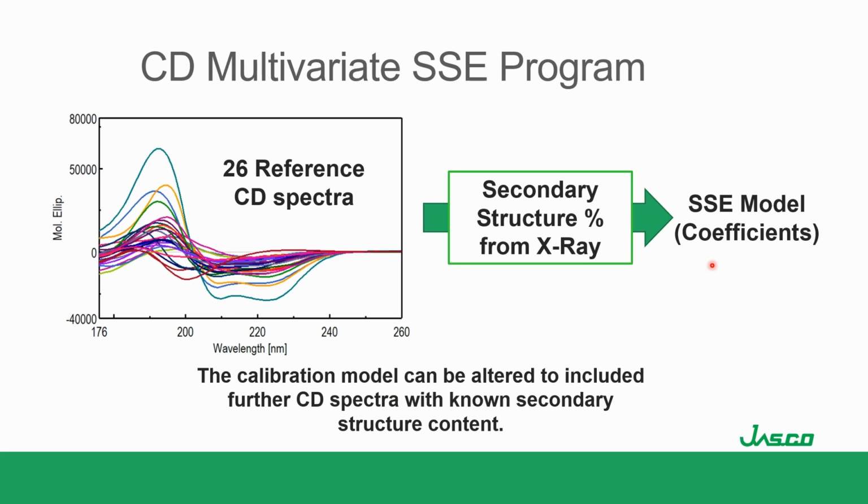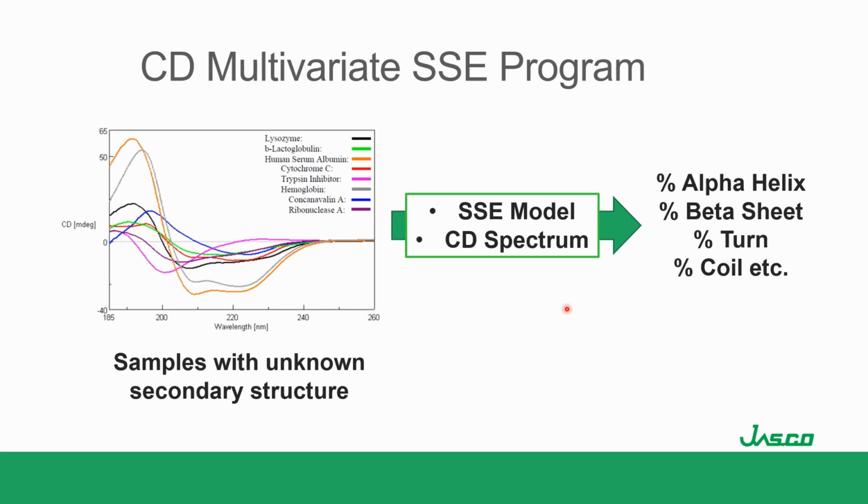Another nice thing about this method that I want to touch on is that for both of these softwares, they start with a generic reference database, but the calibration models can be altered to include further CD spectra or IR spectra if you supply them with the secondary structures of those known compounds. So once that secondary structure model or coefficient matrix is developed, all we have to do is take our CD data, plug that CD spectrum in, and then it'll automatically give us our percentage of content. Basically the whole process is very identical to the way the FTIR algorithm is done. So once you know how to use one of these software packages, the process that you go through is identical. The only thing that's different is the sample measurement.